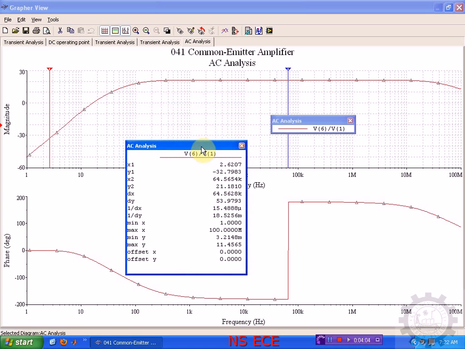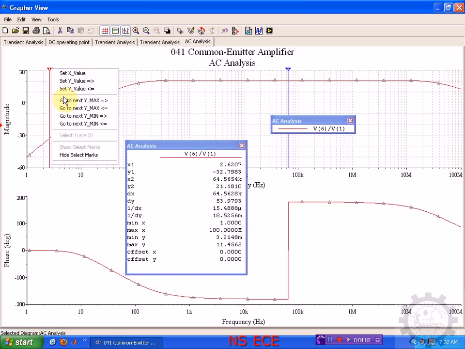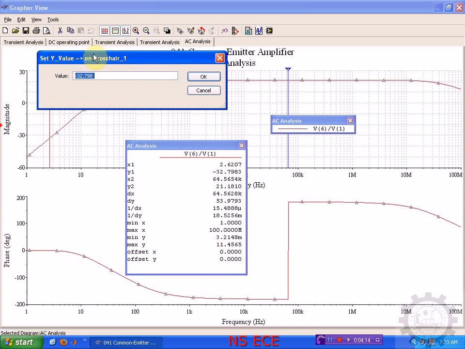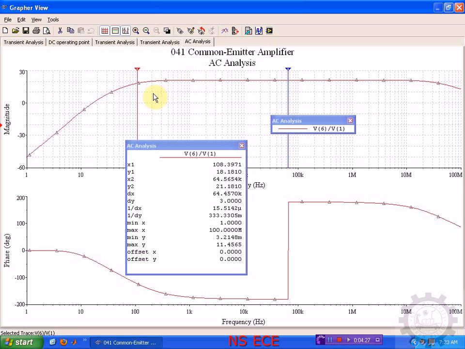For finding the lower cutoff frequency and upper cutoff frequency, I select the first cursor and set Y value in the positive direction such that 21.1810 minus 3, that is 18.1810. So this gives my lower cutoff frequency. My lower cutoff frequency is 108.39 Hz.